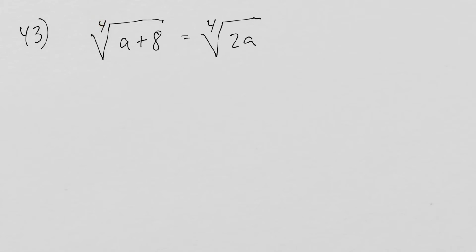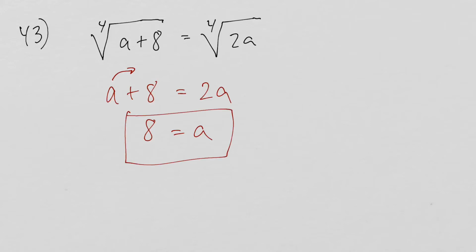Okay, here my index is even, so I do have to worry about extraneous roots. I cannot have a solution that allows either of these values to become negative. So let's start by taking each side to the 4th power. And then I'll subtract a from each side, so I'll have 8 is equal to a, and that's not going to make either side negative, so we're done.